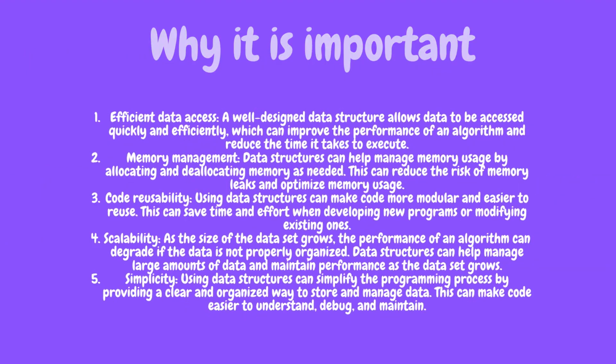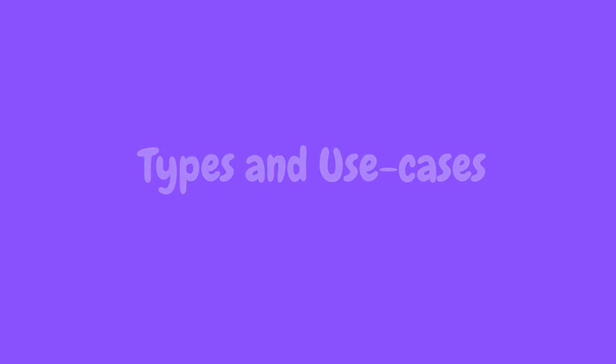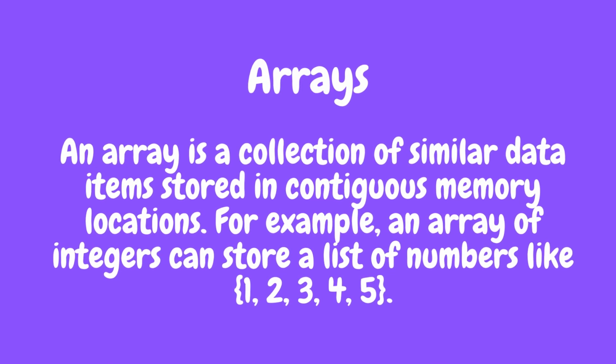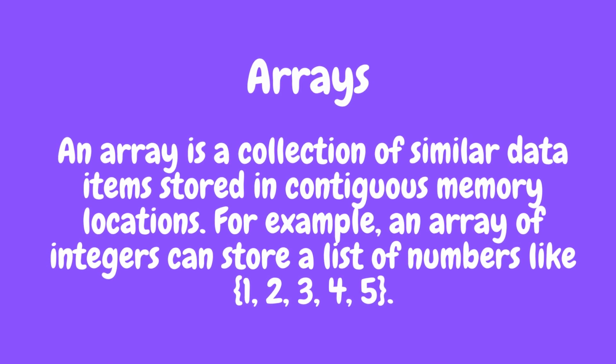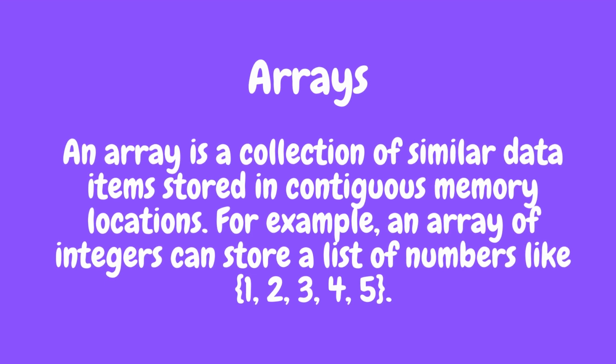Next we will talk about the different types and their use cases. The first one is arrays. An array is a collection of similar data items stored in a contiguous memory location. For example, an array of integers can be stored as a list of numbers like 1, 2, 3, 4 within curly braces.